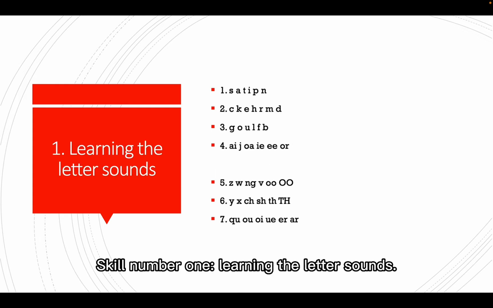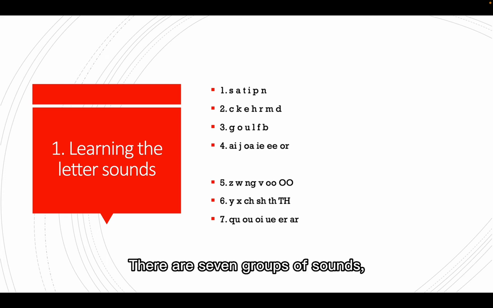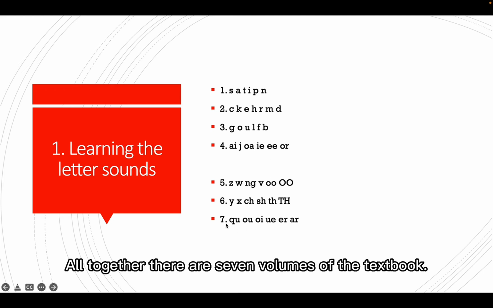Skill number 1, learning the letter sounds. These are all the letter sounds that will be covered in this course. There are 7 groups of sounds. Each letter sound group is introduced by 1 volume of the textbooks. Altogether, there are 7 volumes of the textbook.